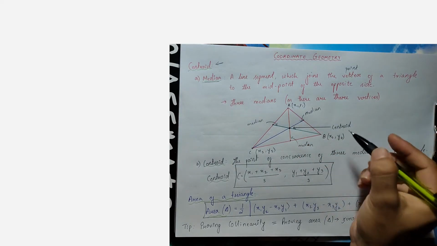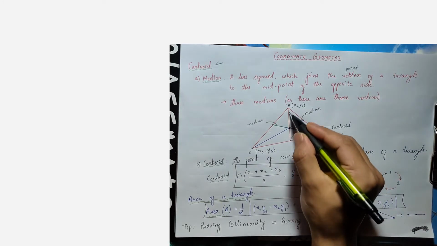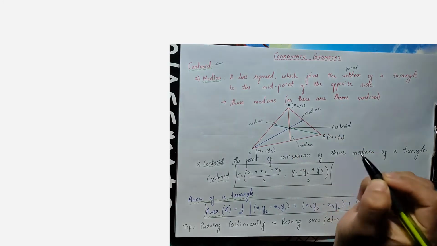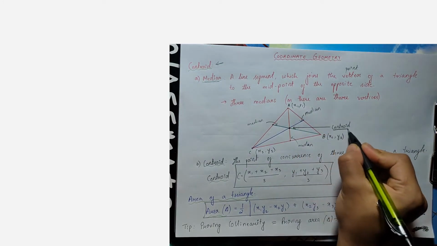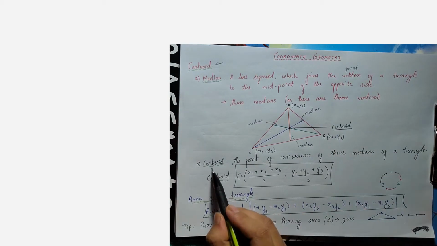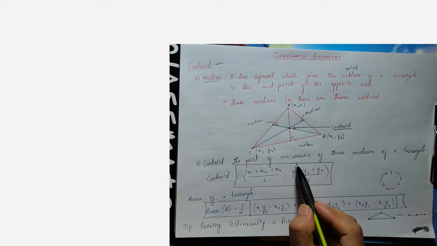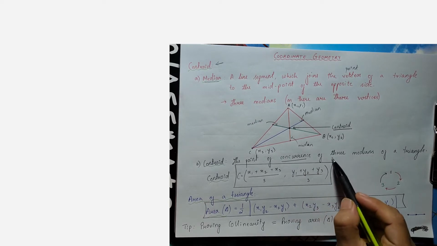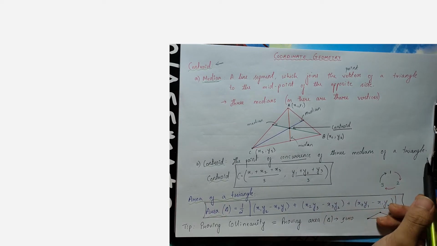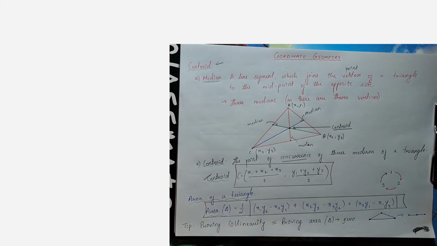The interesting thing here is that all these 3 lines meet at one point. This point is called your centroid. So what is the definition of centroid? The point of concurrence or intersection of 3 medians of a triangle is known as centroid.